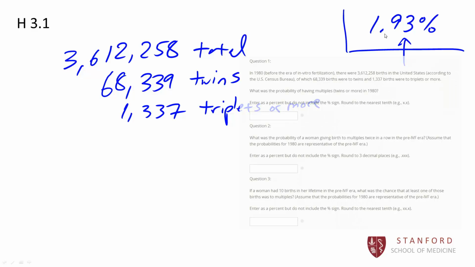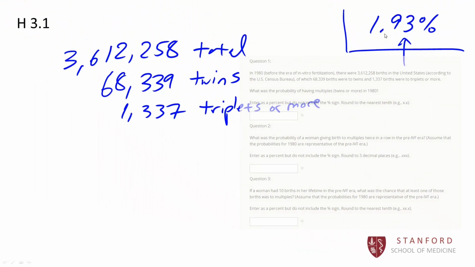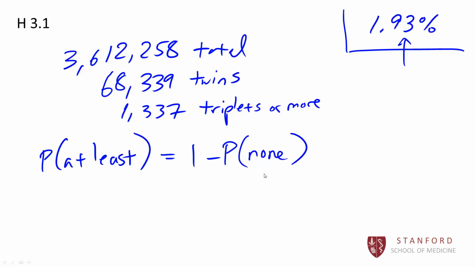So the last part of this question reads, if a woman had 10 births in her lifetime, what was the chance that at least one of those births was to multiples? Okay, and we know this is an at least question because of the wording in the stem. And I'd just like to remind you that for these at least questions, the trick is to realize that the probability of the event happening at least once is equal to 1 minus the probability of the event not happening at all.